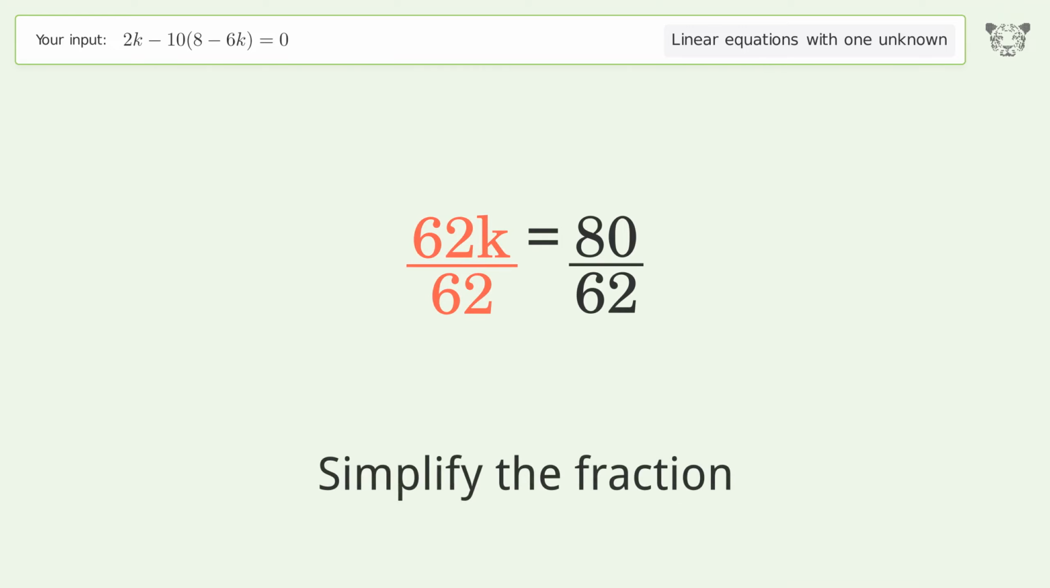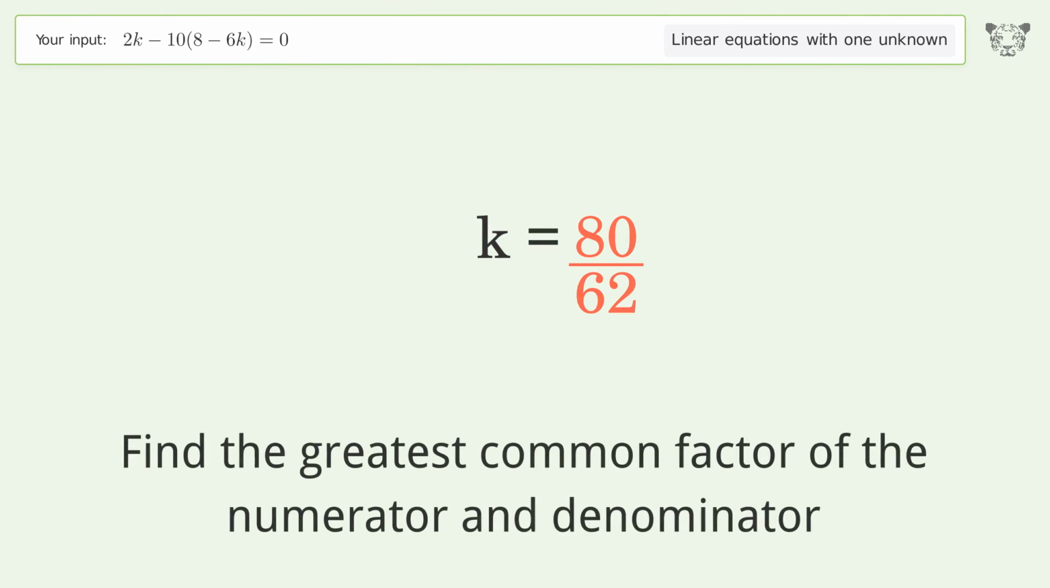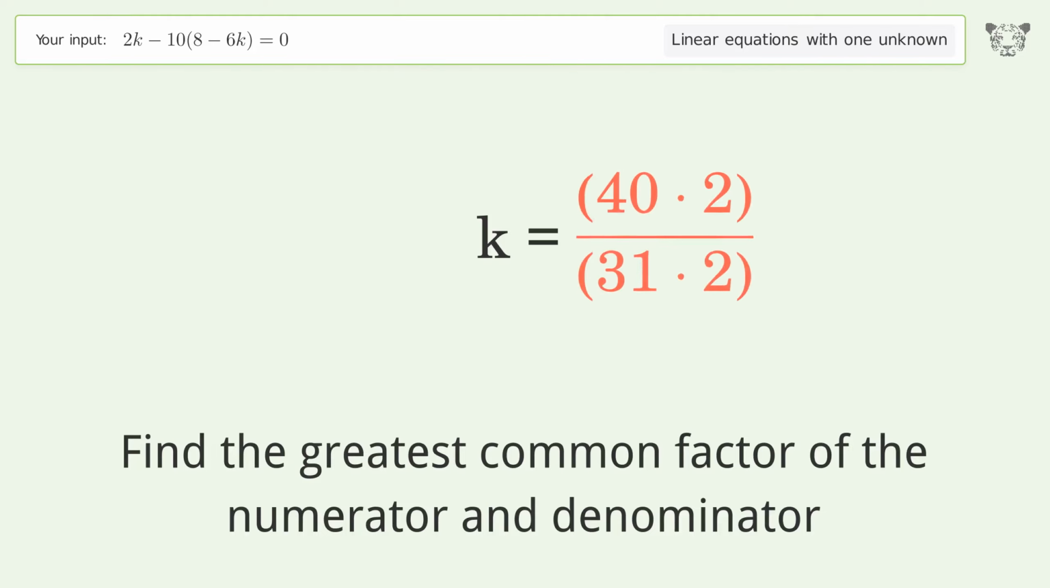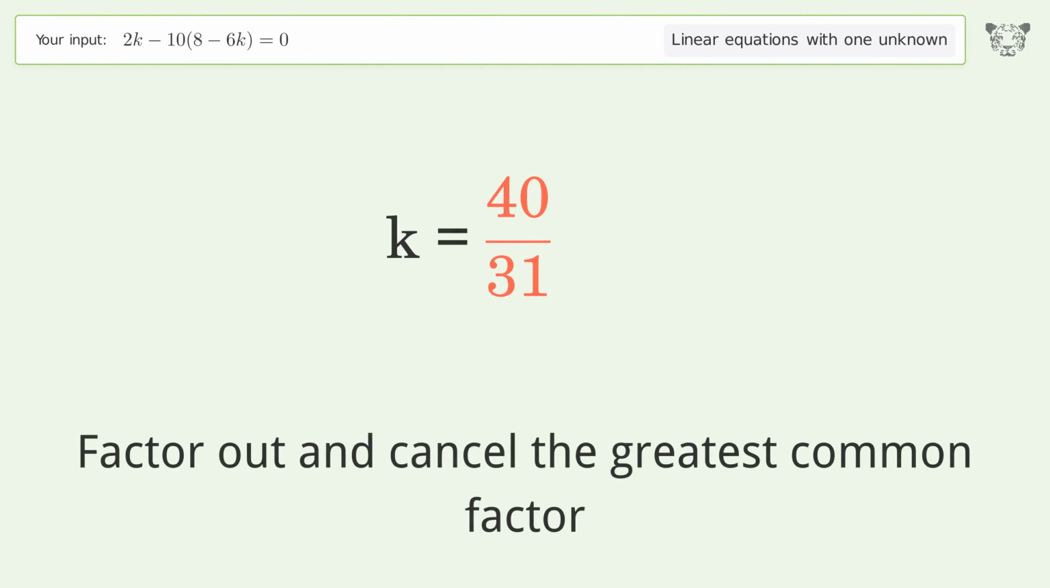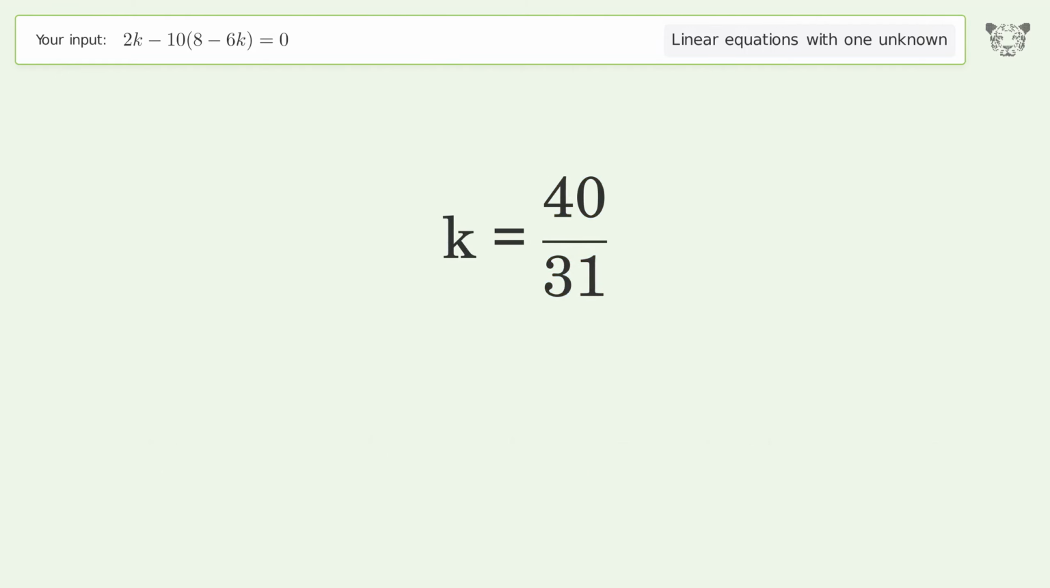Simplify the fraction. Find the greatest common factor of the numerator and denominator. Factor out and cancel the greatest common factor. And so the final result is k equals 40/31.